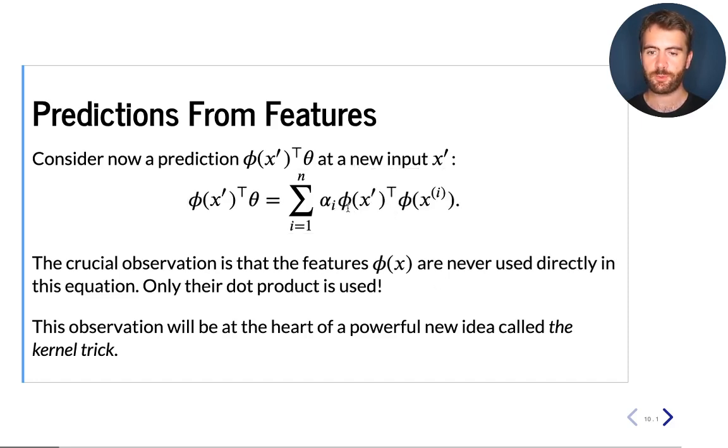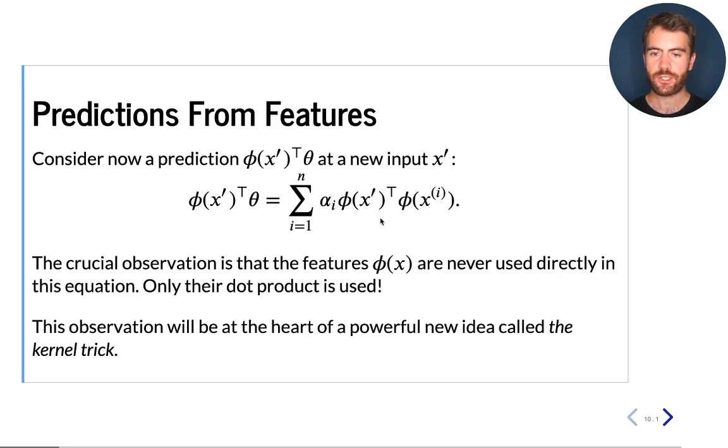Let's now look a little bit more carefully at what this is. It says that the model prediction at the optimal set of weights theta is nothing but a linear combination, an average, of the dot products of the features phi of x prime with the features of each training example, weighted by the set of weights alpha. There are many intuitive interpretations of this that you could make, and we're going to dive into this a little bit deeper.